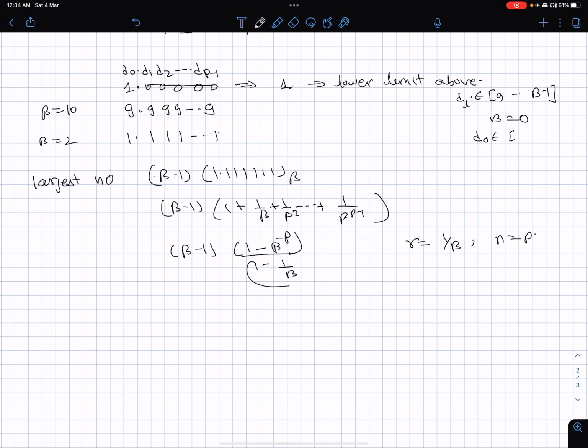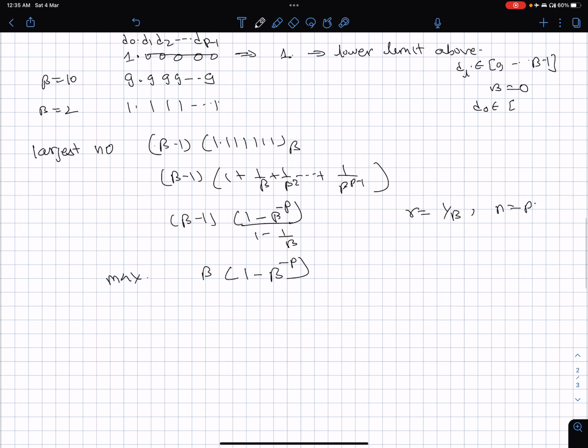So therefore, the max is going to be beta into 1 minus beta to the power minus p, the largest positive number. This is strictly less than 1 in the bracket, so therefore this whole thing is strictly less than beta.